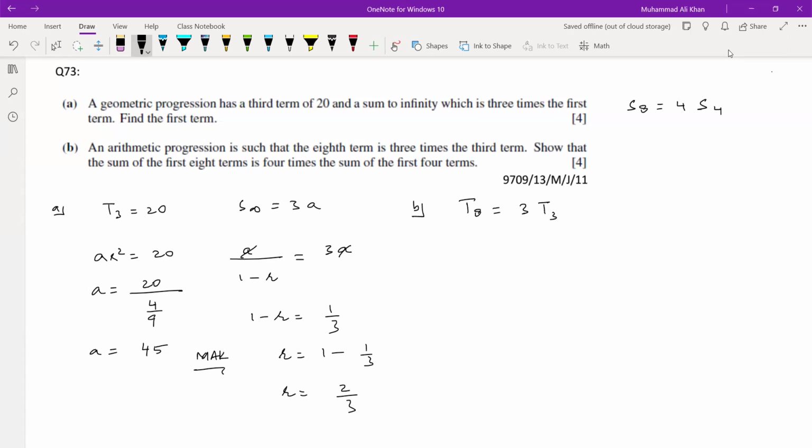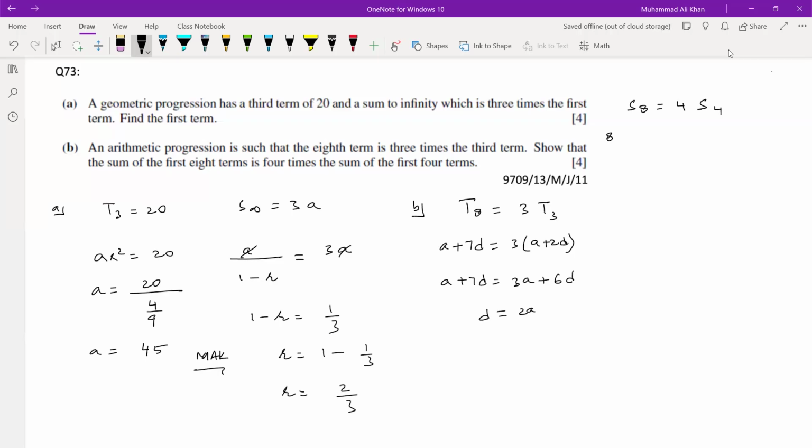Right? Now, T8 को क्या लिखा जा सकता है? A plus 7D. T3 को क्या लिखा जा सकता है? A plus 2D. Simplify अगर करते हैं, A plus 7D equals 3A plus 6D. 3A minus A is 2A. D is equal to 2A. हमें क्या प्रूफ करना है? Show that the sum of the first 8 terms is 4 times the sum of the first 4 terms.